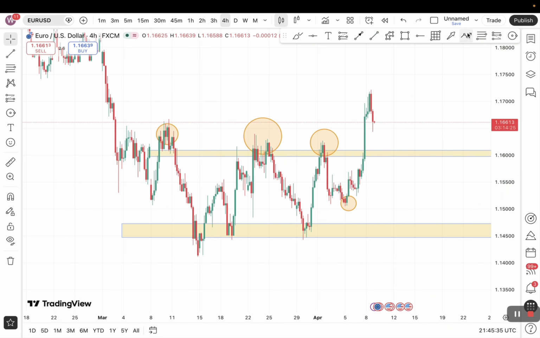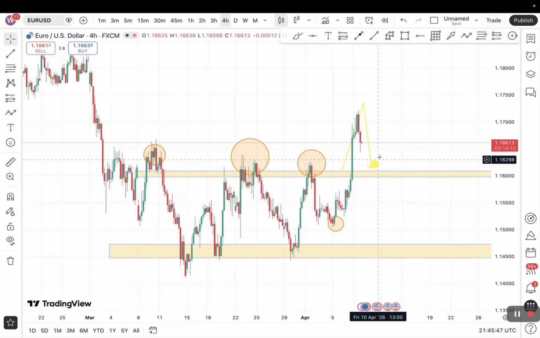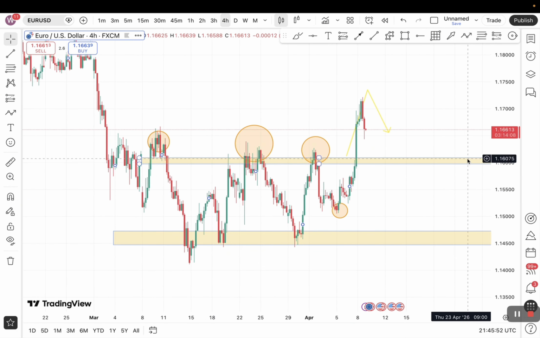Let's say this is an example. The market broke this level like this. The market needs to come back here before it starts pushing up. Let me show you again. You can see this is very, very simple.